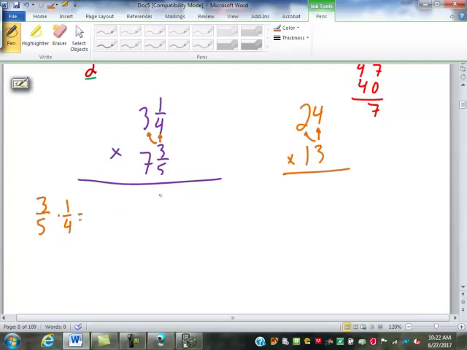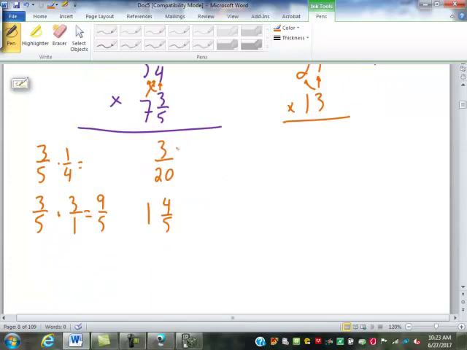What's that going to give us? 3/20. Good. 3/5 times 3. Well, how do we multiply a fraction by a whole number? 3/1. Make it 3/1. Very good. So that's 9/5, or 1 4/5. Then we've got 7 times 1/4. So again, 7/1 times 1/4 is 7/4, or 1 3/4. Then we've got 7 times 3, which is just 21.